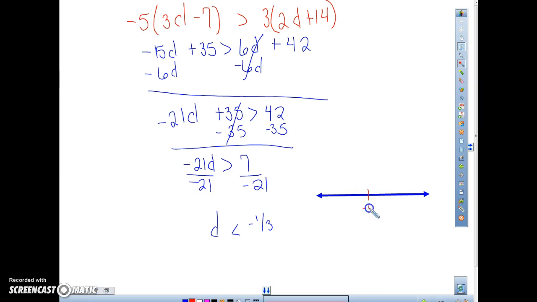Okay, so we got negative 1/3. We have 0, and then we got negative 1 here. Open circle, and we say that our variable is less than negative 1/3, so these are the numbers that are less than negative 1/3. Okay, so we're going to do one word problem, and then this section will be finished.